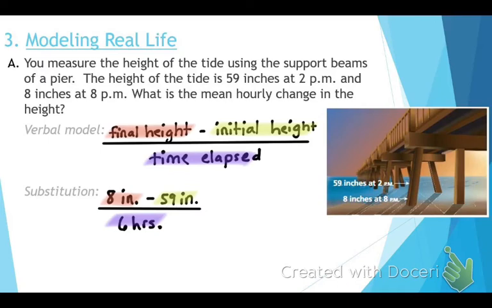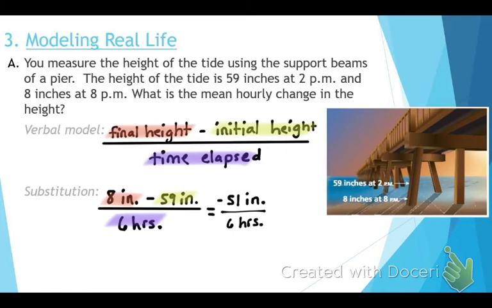All right, now let's kind of work this out. 8 inches minus 59 inches. Same sign or different sign? Different sign. Subtract and take... So guys, what's 59 minus 8? 51 inches. 51 inches, okay? And take the sign of the larger number. Negative. Okay, so that means it went down 51 inches per 6 hours.